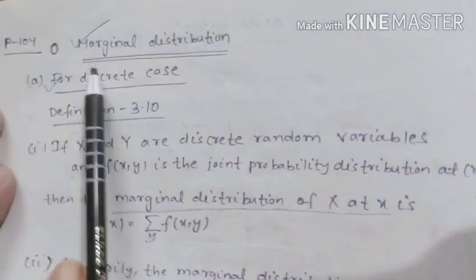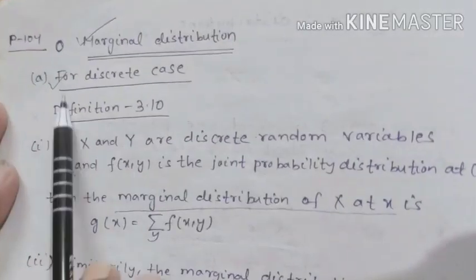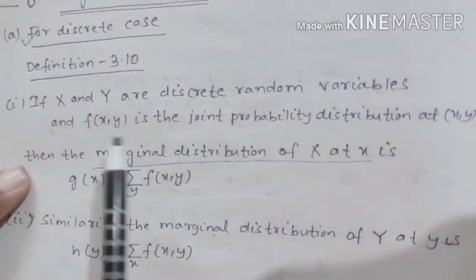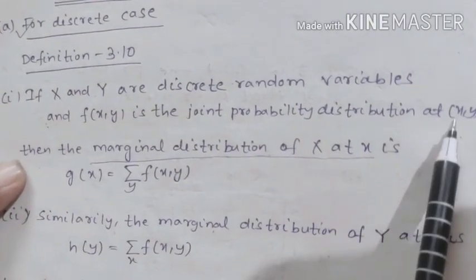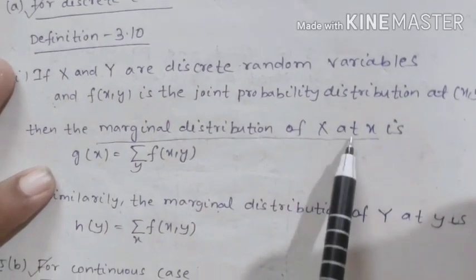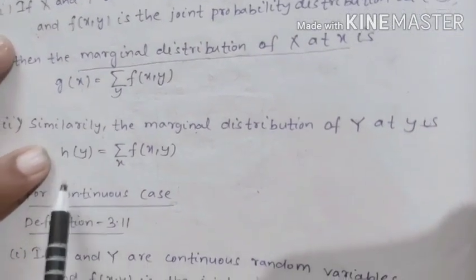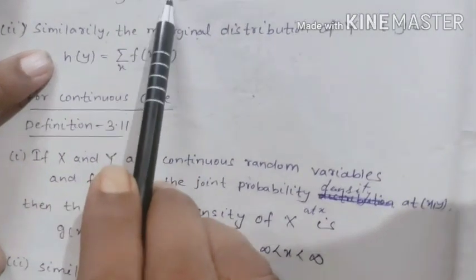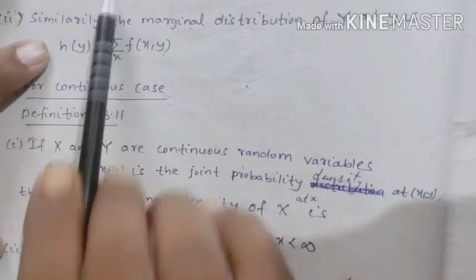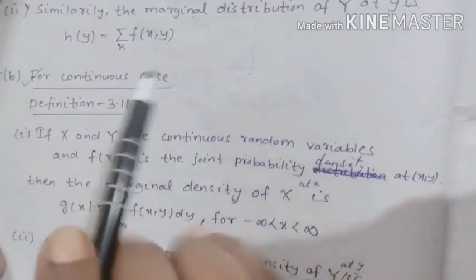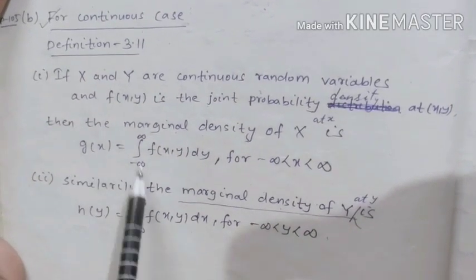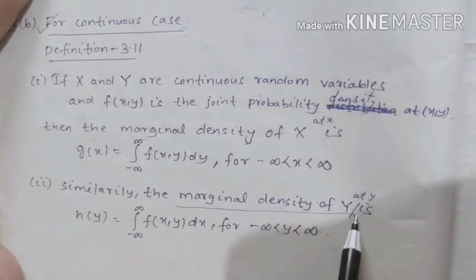Next one is the marginal distribution. For the discrete case, x and y are two discrete random variables, and f of x, y is the joint probability distribution. The marginal distribution of x at x can be taken as g of x, and similarly for y, h of y. This is the sum over all y of f of x, y, and here the sum over all x of f of x, y. That summation is for the discrete case, as already said. For the continuous case, exactly the same: g of x is the integration from minus infinity to infinity, and similarly the marginal density of y at y, h of y, is given by that integration.